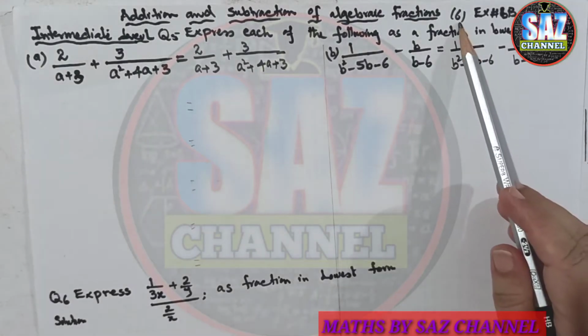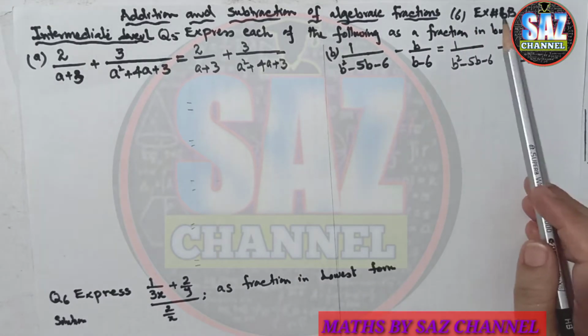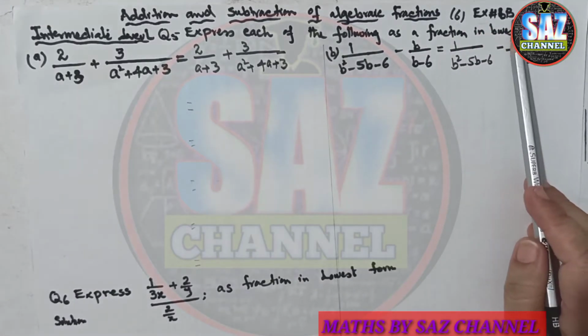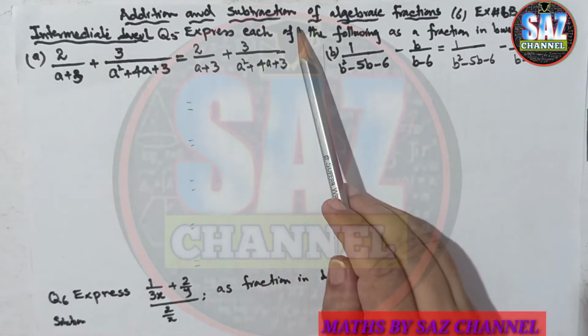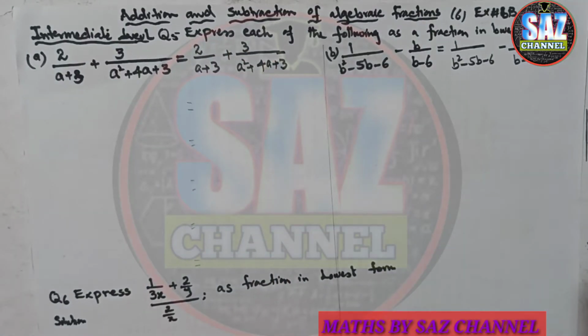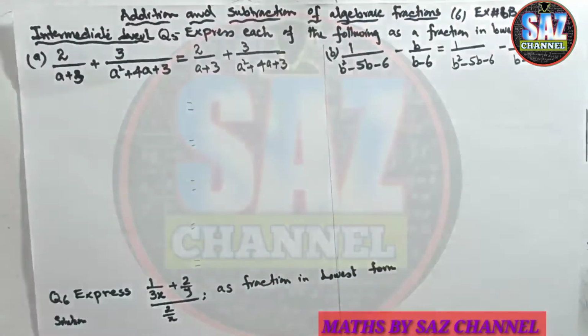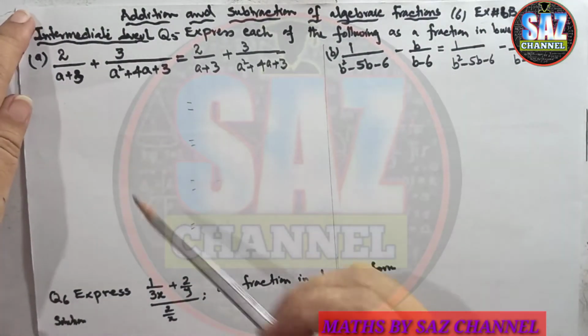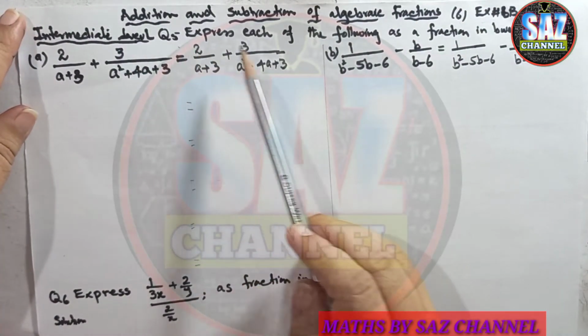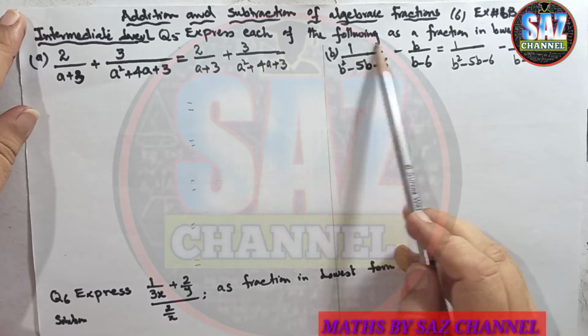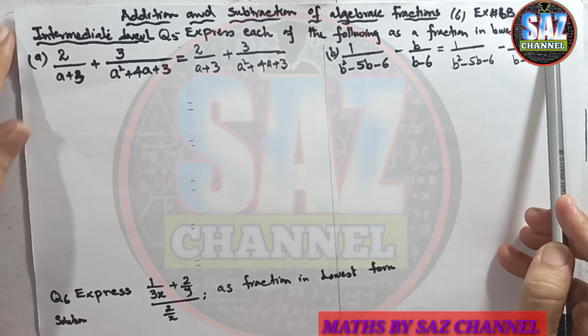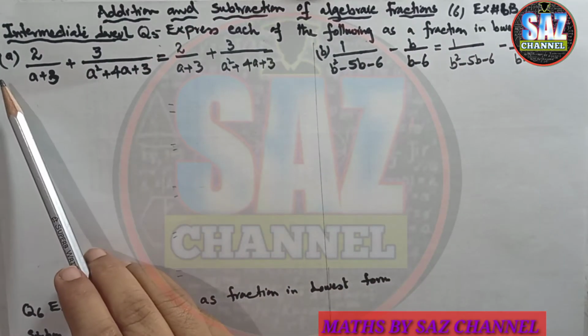This is my sixth lesson of D2, chapter number 6, exercise 6b, that is about addition and subtraction of algebraic fractions. In this lesson, I will solve intermediate level question number 5 that says express each of the following as a fraction in lowest form. Let's move to the first part of the question.